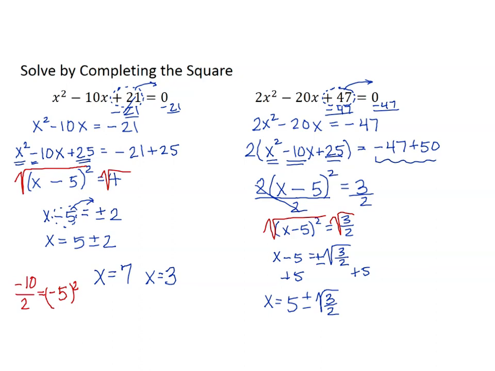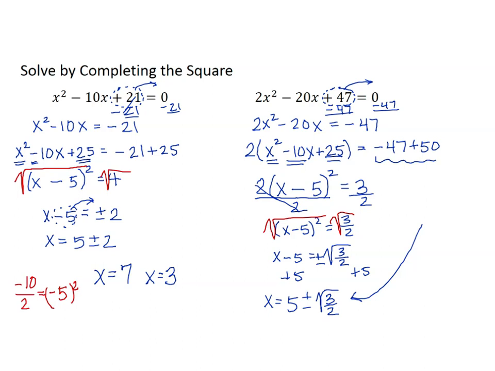It's just that they're going to be irrational because 3/2 is the same as 1.5. So I'm taking the square root of 1.5, and I'm going to add it to 5, and that'll give me 1 solution. I'm going to subtract it from 5, and that would give me the second solution. If it asks you for an approximation, you would actually do that. You would use your calculator, put in 1.5, take the square root, round it to the nearest hundredth or thousandth place, and then do the addition and subtraction and get 2 solutions.